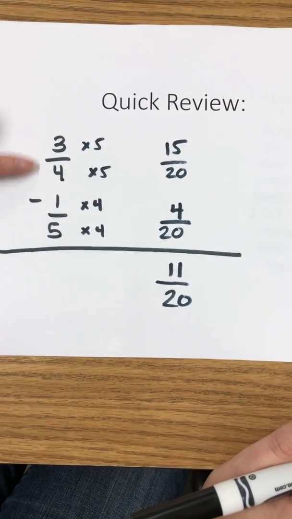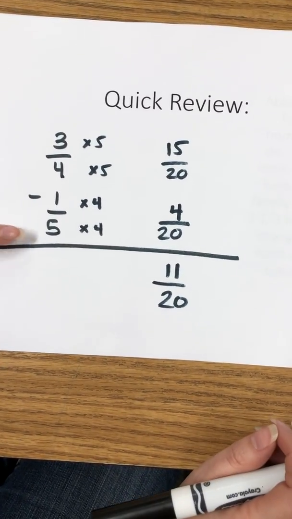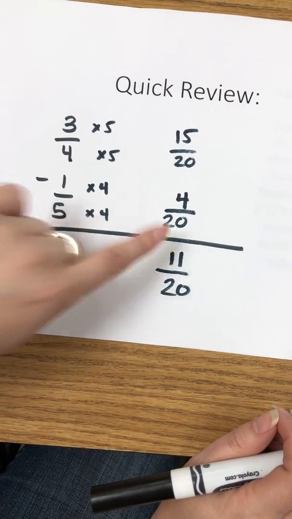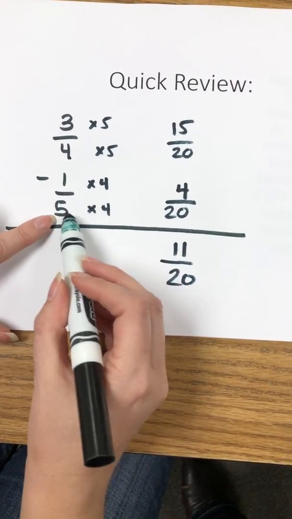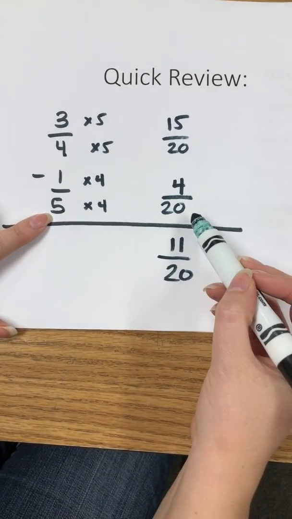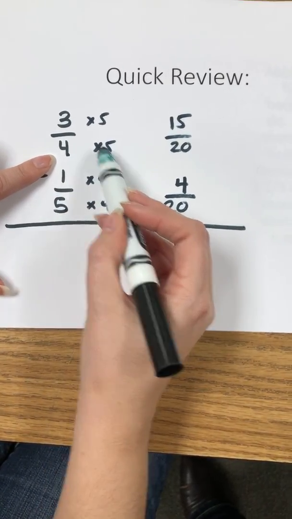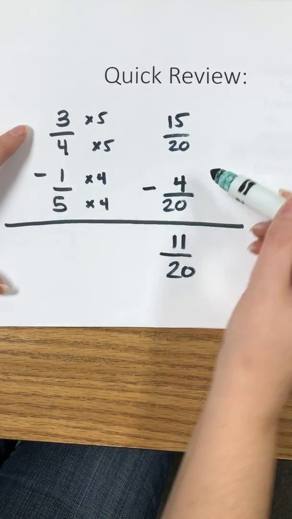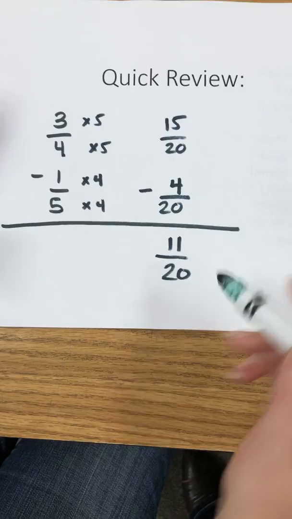When we had fractions like 3/4 minus 1/5, the first thing we did was have to find a common denominator. So we multiplied the 4 and the 5 together to get 20. Then, if you will see, we did the same thing to the bottom as the top, the denominator as the numerator, to get 4/20, and did the same thing to the denominator and the numerator here to get 15/20. 15/20 minus 4/20 equals 11/20.